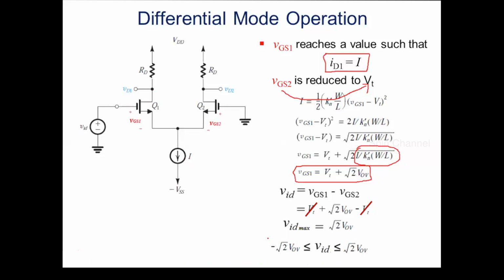So if we apply a differential input voltage between these two ranges, then we can ensure that both the transistors Q1 and Q2 will remain in saturation even when one of them is conducting the entire current I. So this is the operation of a differential mode input in a differential amplifier. This is how the circuit responds to a differential input.